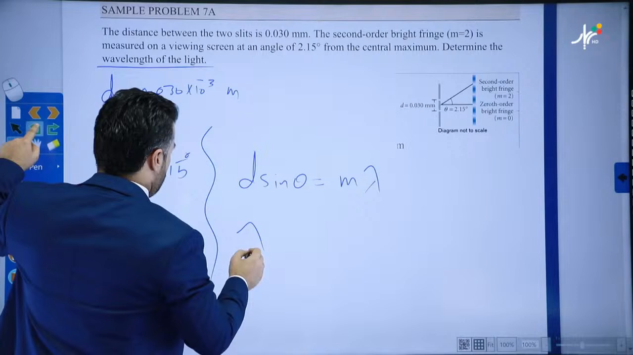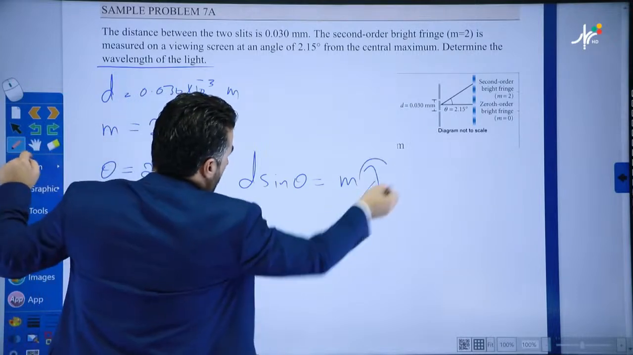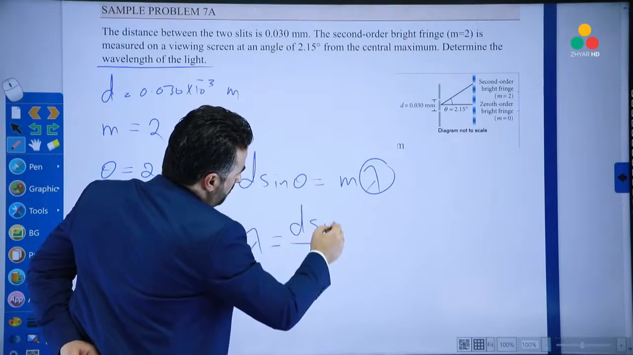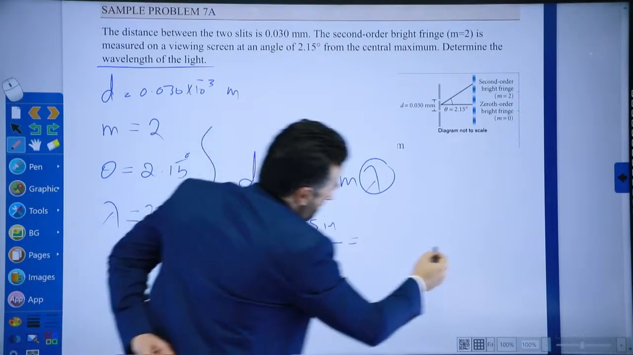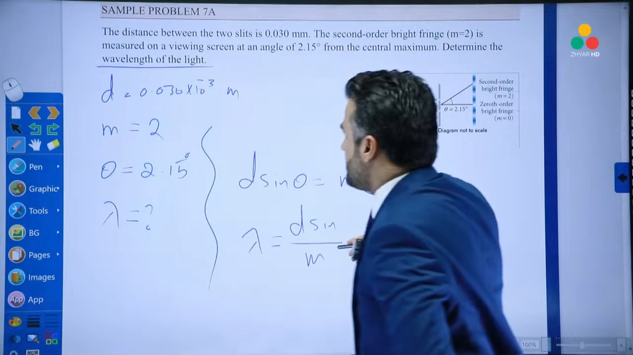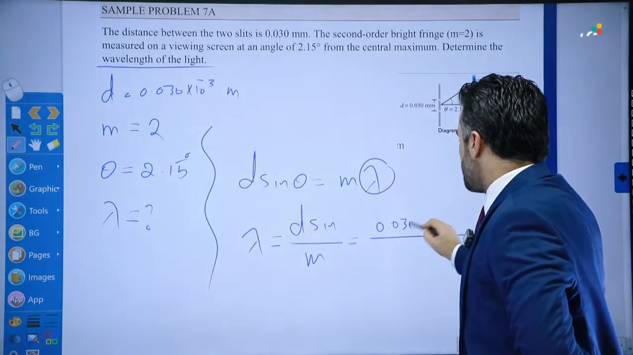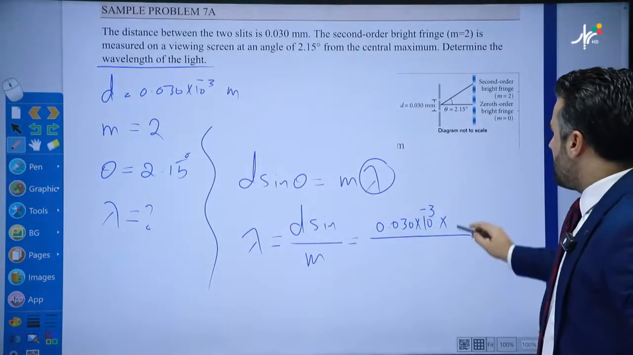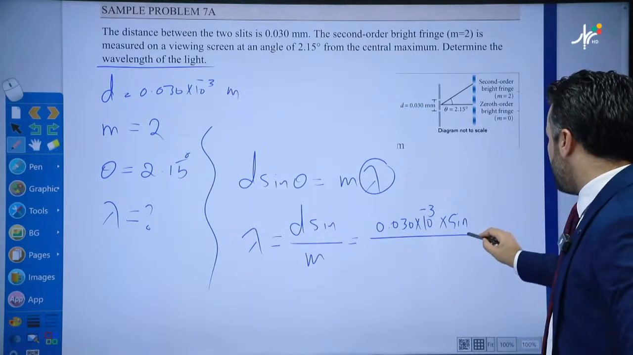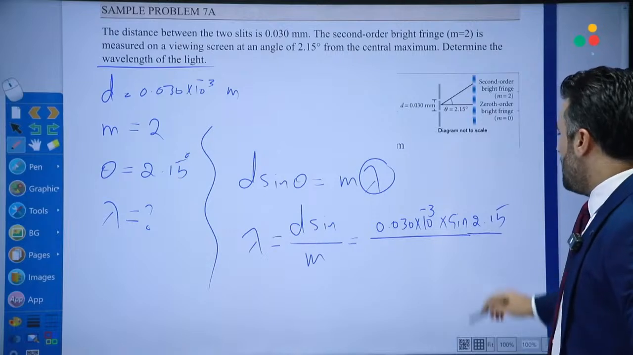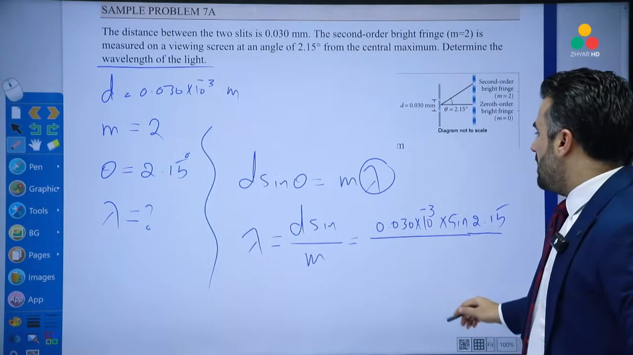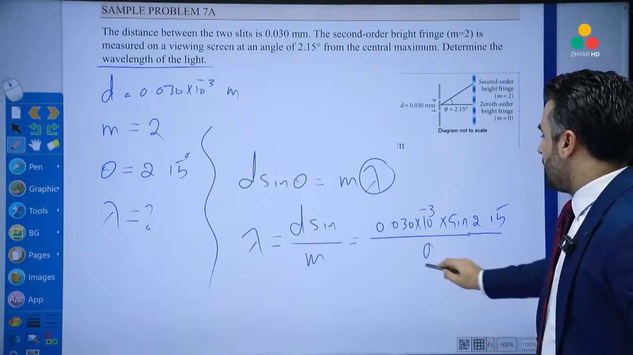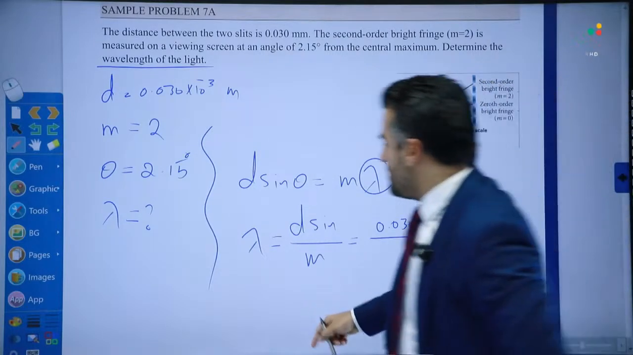So wavelength equals d sine theta over what? Over m. So what is d now? You plug in the numbers. D is basically 0.030 times 10 to the power -3 meter, multiplied by sine theta, that is going to be sine 2.15, and then divided by the order number, which is going to be 2 here, correct? You do the math, of course, and you'll find the wavelength.